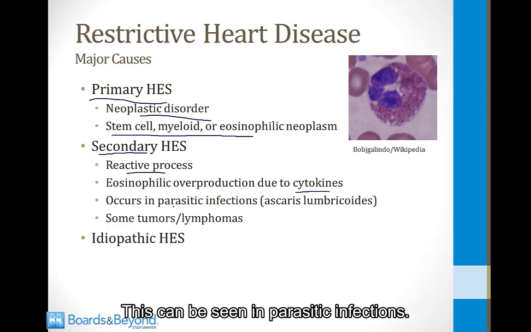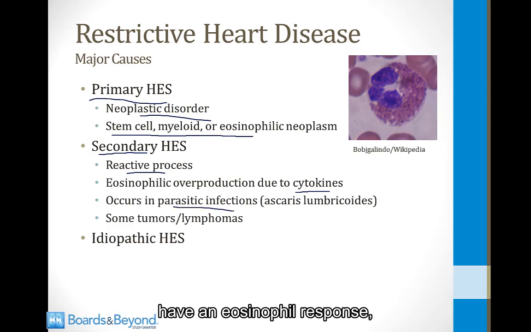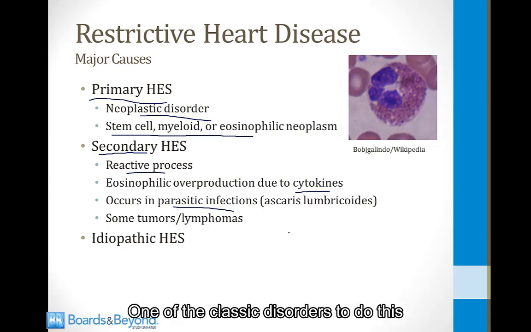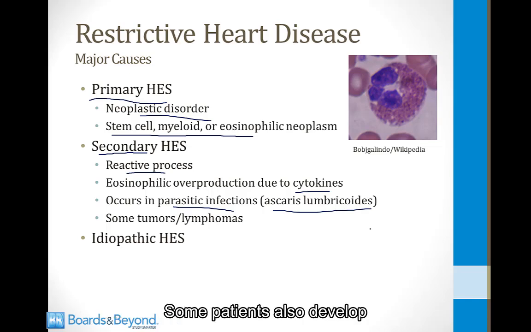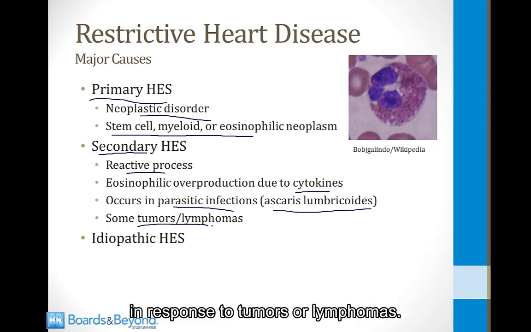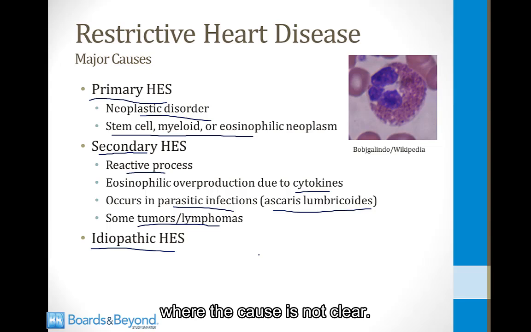This can be seen in parasitic infections, so patients who have chronic parasitic infections have an eosinophil response, and this can lead to a hypereosinophilic syndrome. One of the classic disorders to do this is Ascaris lumbricoides, which I discuss in the infectious disease section. Some patients also develop a secondary hypereosinophilic syndrome in response to tumors or lymphomas. And then finally, for many patients, they simply have an idiopathic hypereosinophilic syndrome where the cause is not clear.